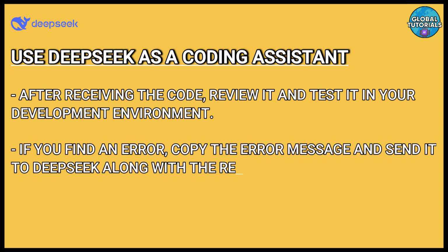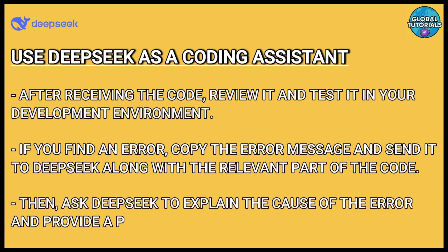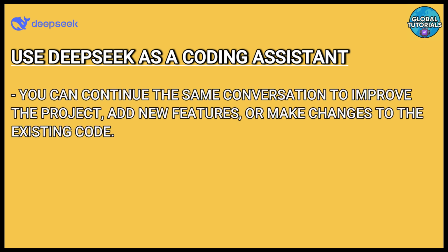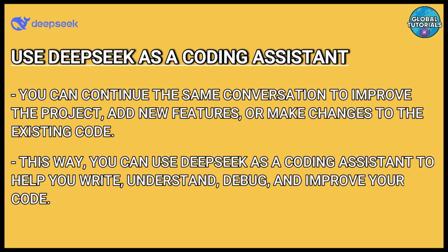If you find an error, copy the error message and send it to DeepSeek along with the relevant part of the code. Then ask DeepSeek to explain the cause of the error and provide a possible fix. You can continue the same conversation to improve the project, add new features, or make changes to the existing code. This way, you can use DeepSeek as a coding assistant to help you write, understand, debug, and improve your code.